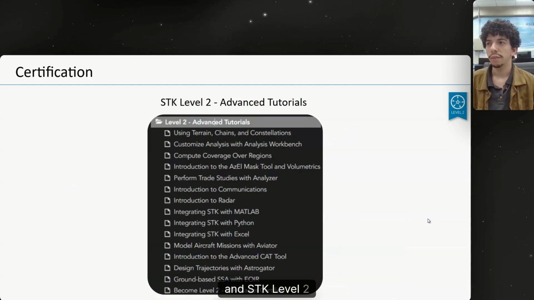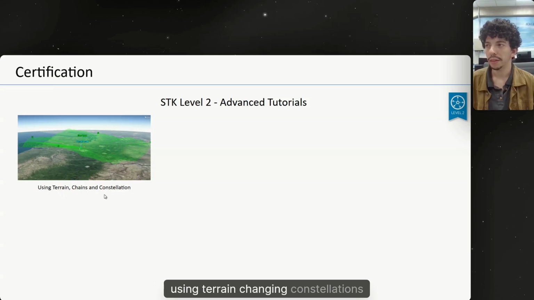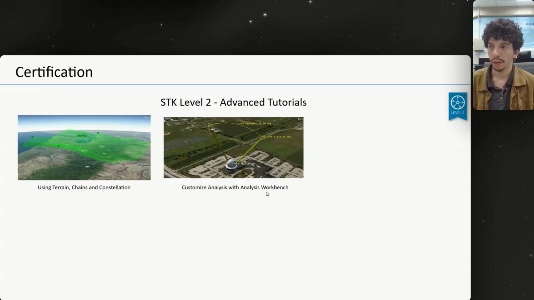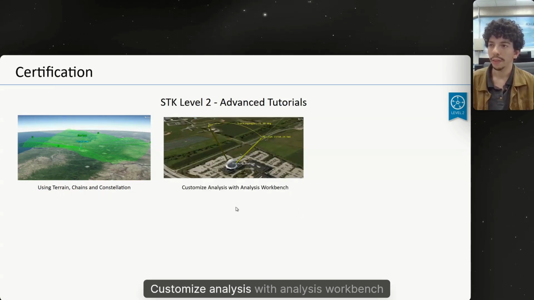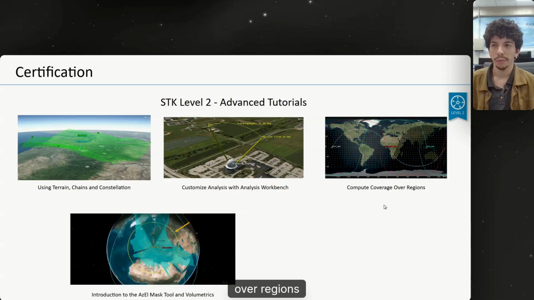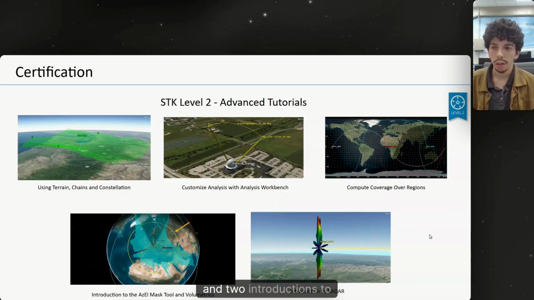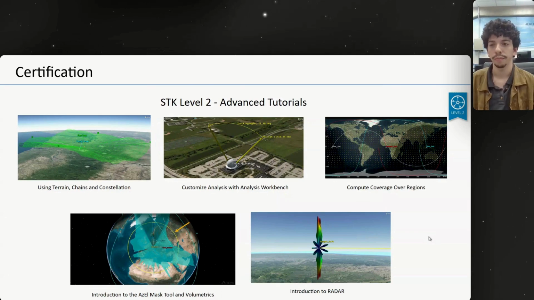And STK level 2, you study using terrain, changing constellations, customizing analysis with Analysis Workbench, and computing coverage over regions. Introductions to the azimuth elevation mask tool and volumetrics, and introductions to radar signal.